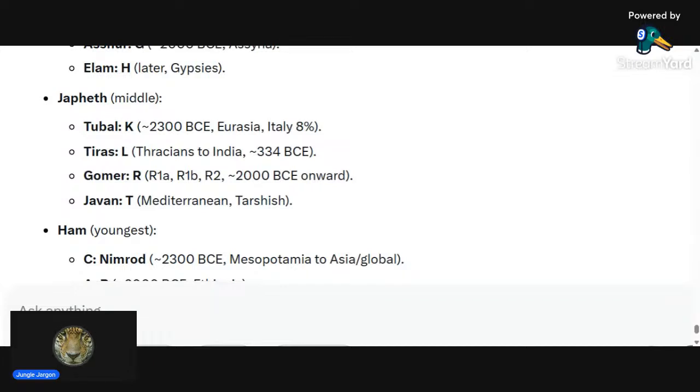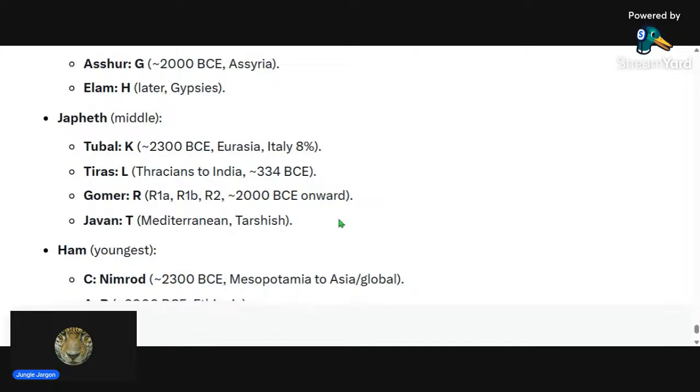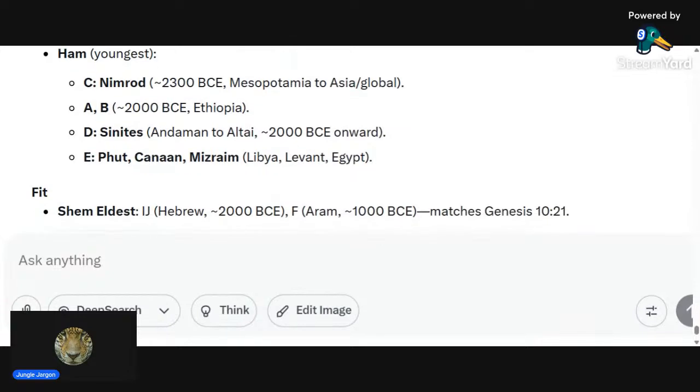I don't know why so many people are missing here. There's only 4 of the 7 sons. This is 5, 1, 2, 3, 4, 5, and he only has 4 sons of Japheth. Nimrod, ABC in Ethiopia.